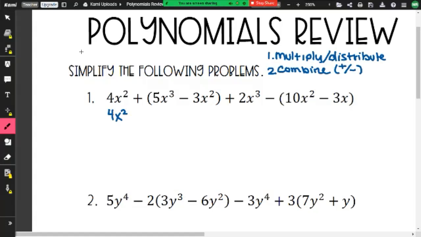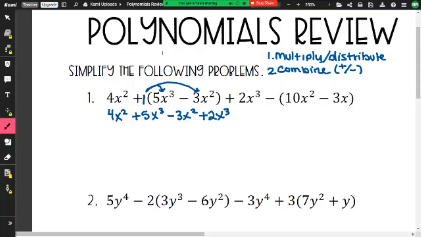Now here we have 5x cubed minus 3x squared in parentheses. So I am required to put a 1 here and distribute it to remove them from the parentheses. So 1 times 5x cubed is still 5x cubed, so plus 5x cubed. All right. And 1 times negative 3x squared is still negative 3x squared. 2x cubed is not within parentheses, so I'm bringing that down.